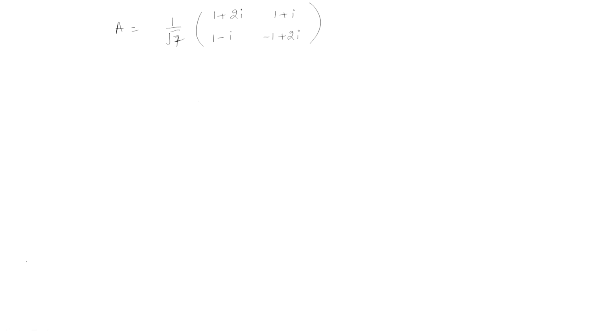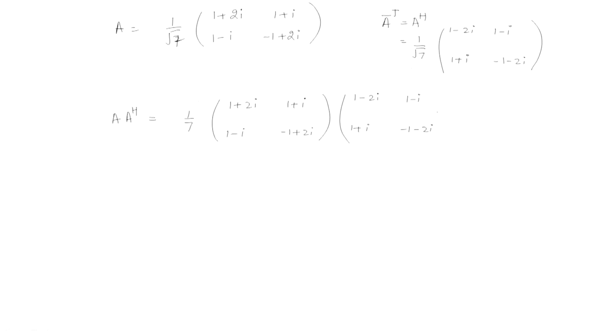Now if you take the conjugate transpose of A, which we denote by AH, you find it is 1 upon under root 7 times the matrix with entries 1 minus 2 iota, 1 minus iota, 1 plus iota, and minus 1 minus 2 iota. Now if you take A into AH, the conjugate transpose, it will be equal to 1 upon 7 times A times the conjugate transpose. Now, when you multiply these two matrices, what do we obtain?